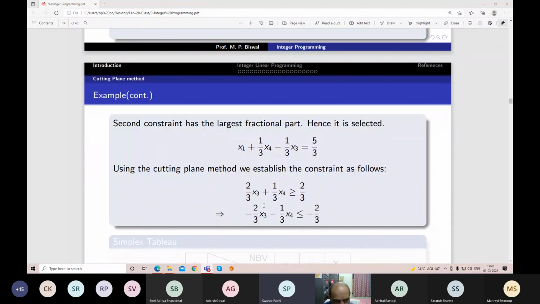We bother only about this, and how to add it to the earlier problem. We'll add in this manner: minus 2/3 x3 minus 1/3 x4 less than or equal to minus 2/3. Then you add a slack variable. Slack variables x1, x2, x3, x4 are there. What is the slack variable we need? Let us say s1, or I can say x5. One more. So we are writing it in this manner.